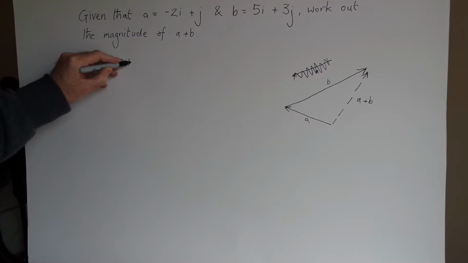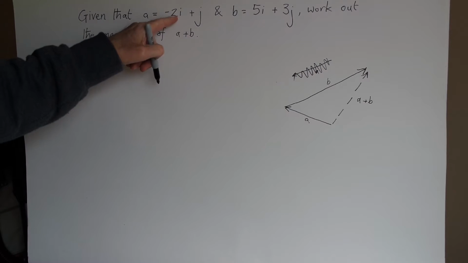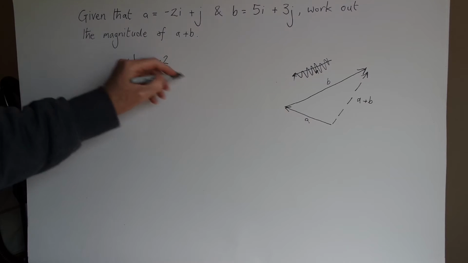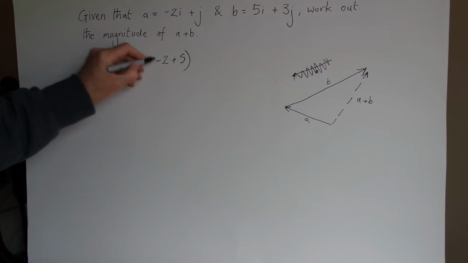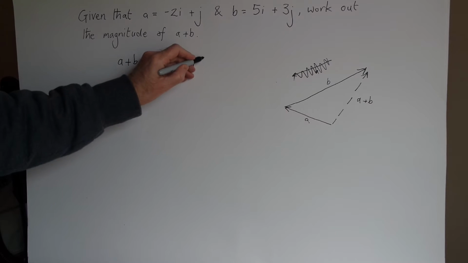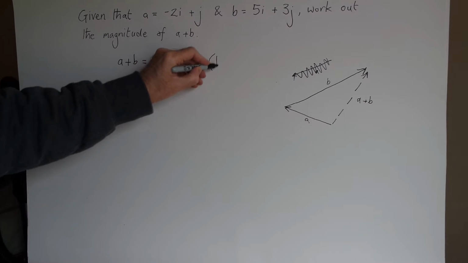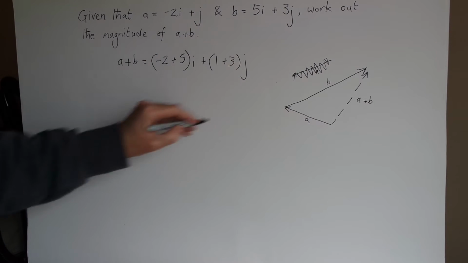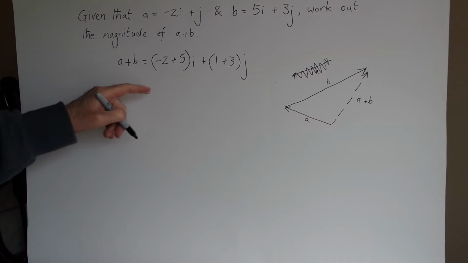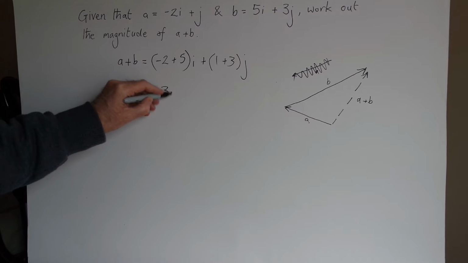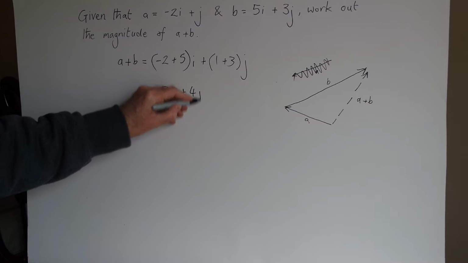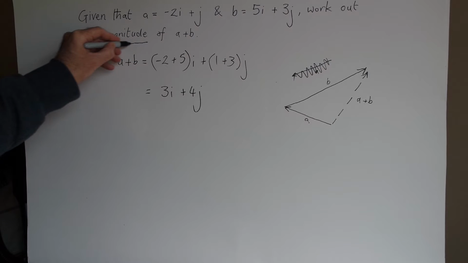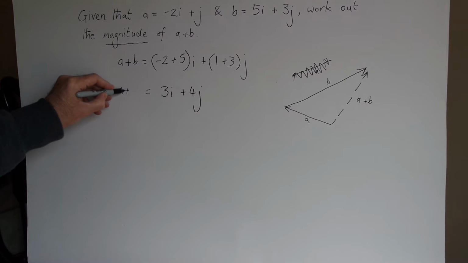So A plus B is equal to negative 2 plus 5i plus, we've got 1j plus 3j's in B. So that tells us that A plus B is the vector 3i plus 4j. So we've worked out the vector, but now we need to calculate the magnitude of A plus B.